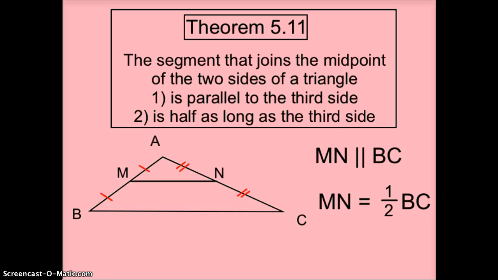After that, if we know that a segment joins the midpoints on both sides of a triangle, we could conclude two things. One, that it's parallel to the third side, and it is half as long as the third side as well. So MN is half the length of BC.